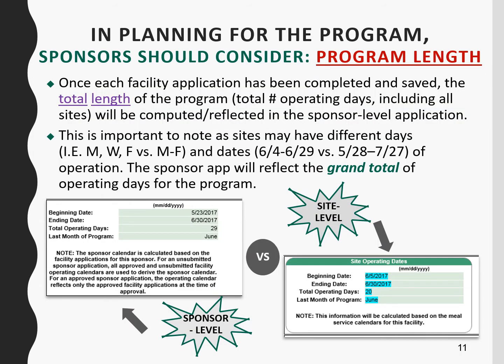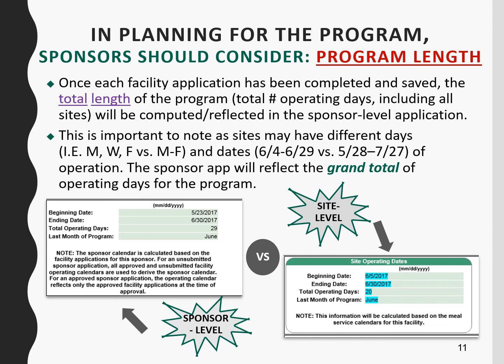Once each facility application has been completed and saved, the total length of the program, or total number of operating days, including all sites, will be computed or reflected in the sponsor level application. This is important to note as sites may have different days. Some may operate Monday, Wednesday, Friday versus Monday through Friday, and dates such as June 4th through June 29th or May 28th through July 27th of operation. The sponsor app will reflect the grand total of operating days for the program.